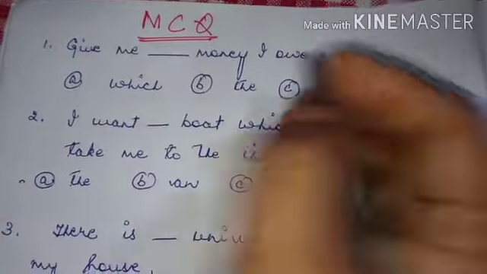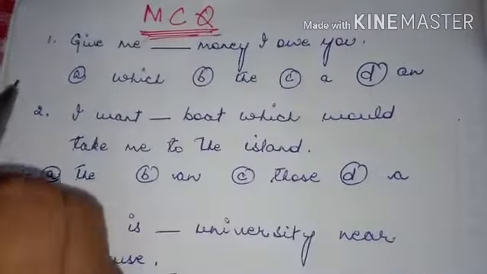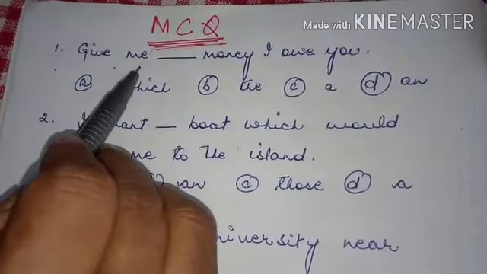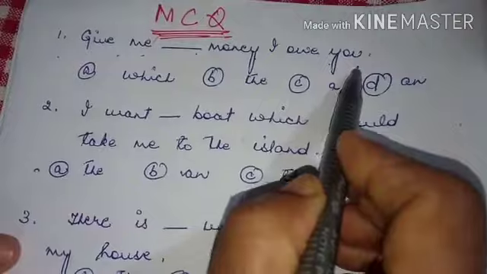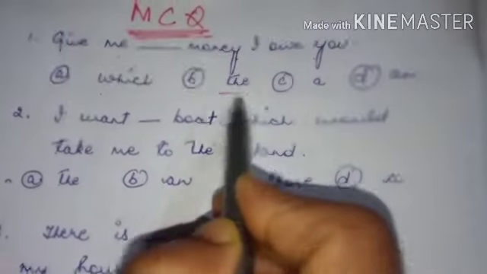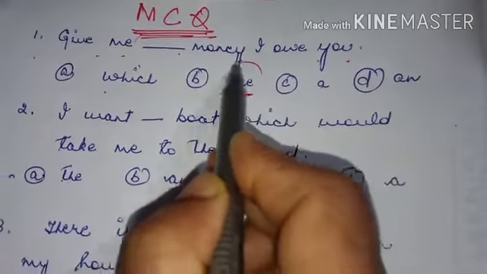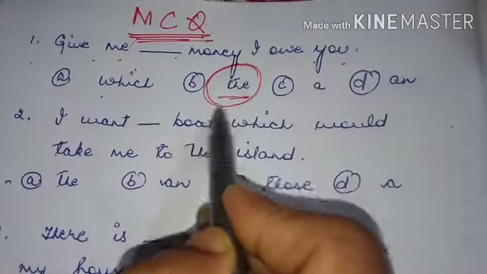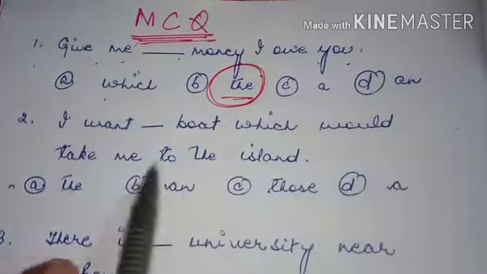Now let's do a small exercise on determiners in MCQ format. Number 1, give me dash money I owe you. Now what would be the right answer here? Give me the money I owe you. Now you can find out which kind it belongs to. What is the kind of this determiner?